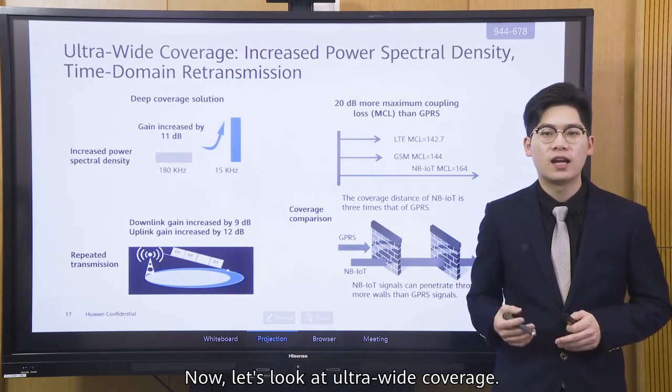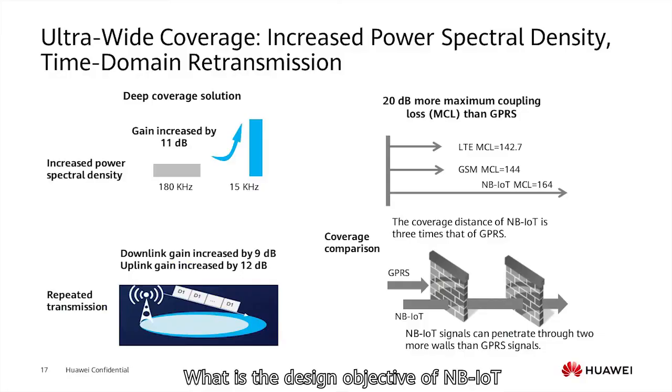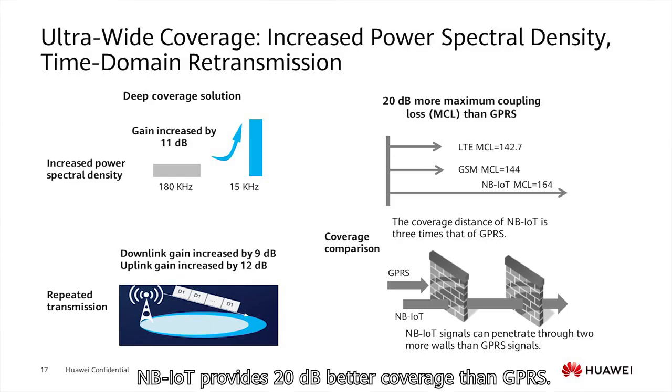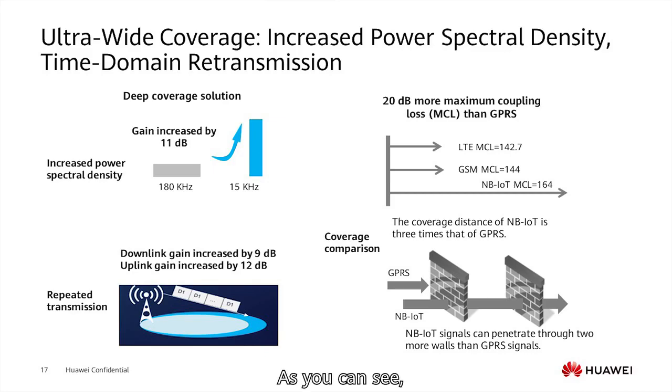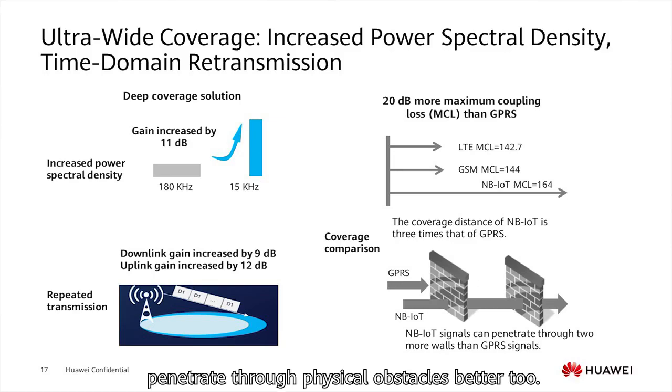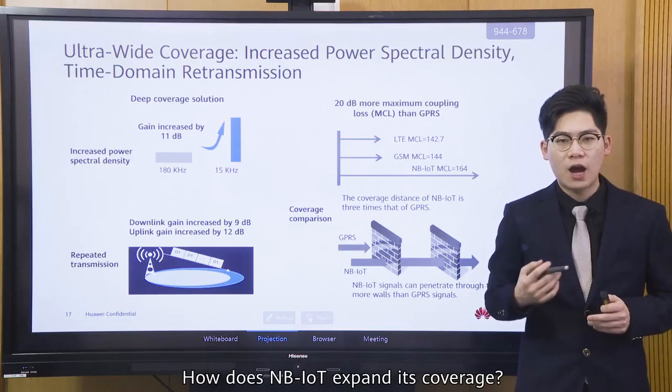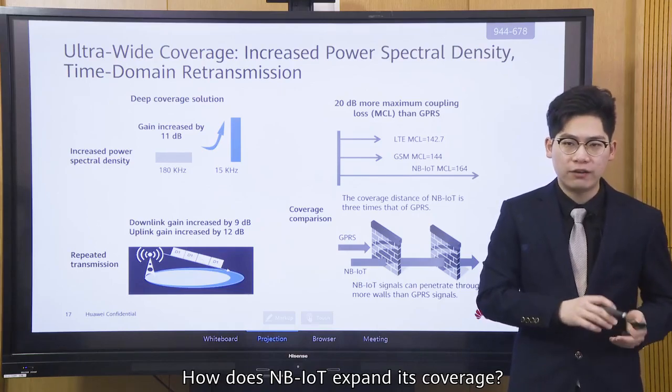Now, let's look at the ultra-wide coverage. What is the design objective of NB-IoT in terms of coverage? NB-IoT provides 20 dB better coverage than GPRS. As you can see, that is 3 times as much coverage, and that is why NB-IoT signals can penetrate through physical obstacles better too. How does NB-IoT expand its coverage?